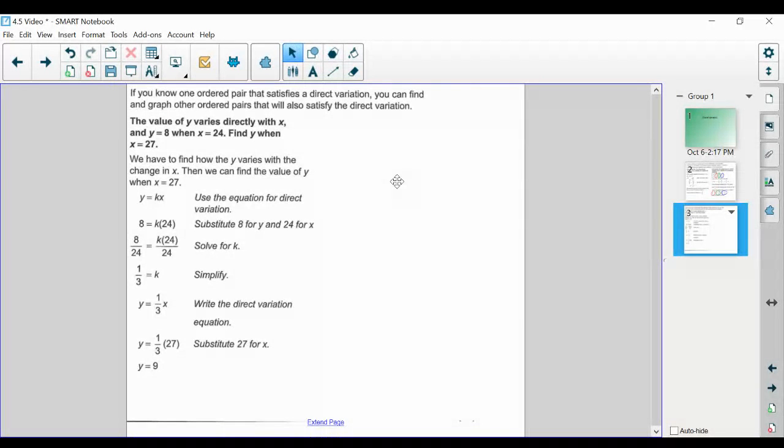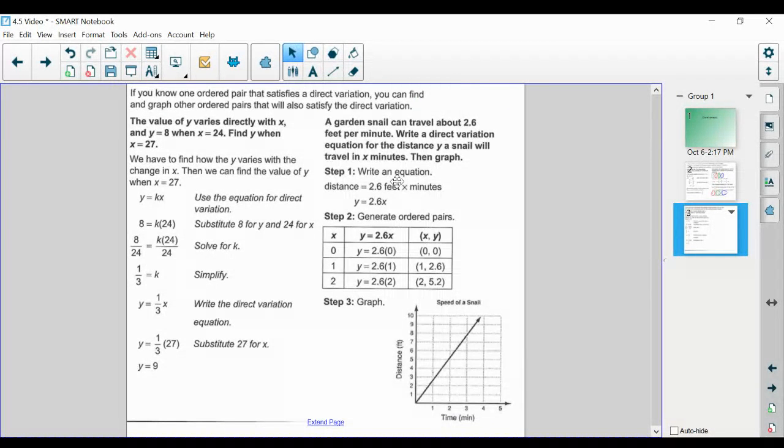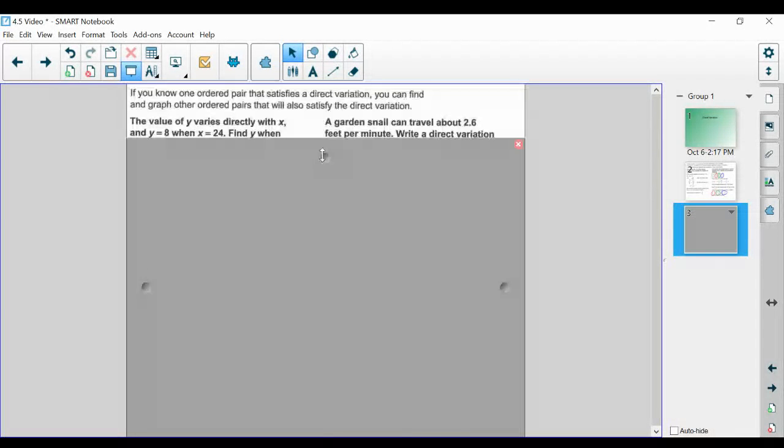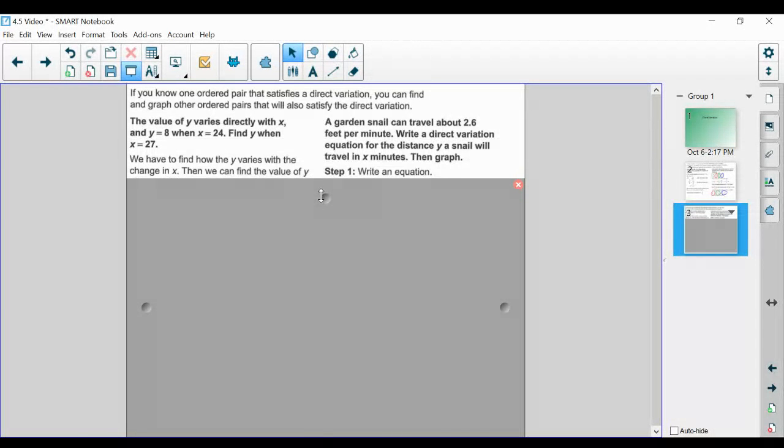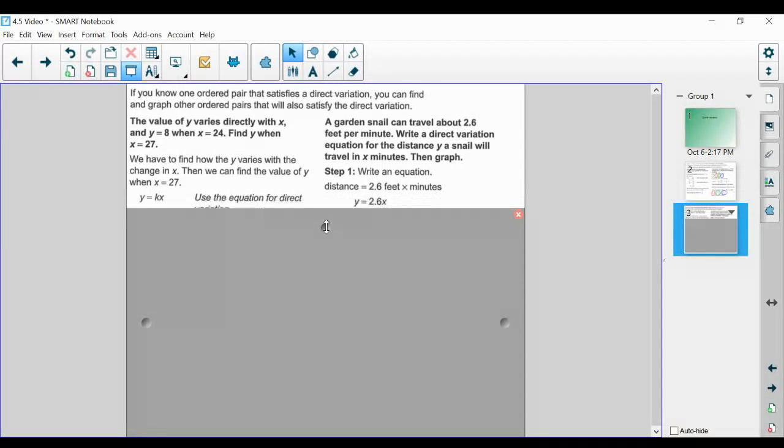Awesome. So now we're also going to be talking about some real life examples. It says a garden snail can travel about 2.6 feet per minute. Write a direct variation equation for the distance y a snail will travel in x minutes, and then graph. So the first thing we have to do is write the equation. Well, we know direct variation is y is equal to kx. So now we know that our distance is going to be equal to 2.6 feet times our minutes, however long. It's going to travel 2.6 feet every minute. So we have y is equal to 2.6x.